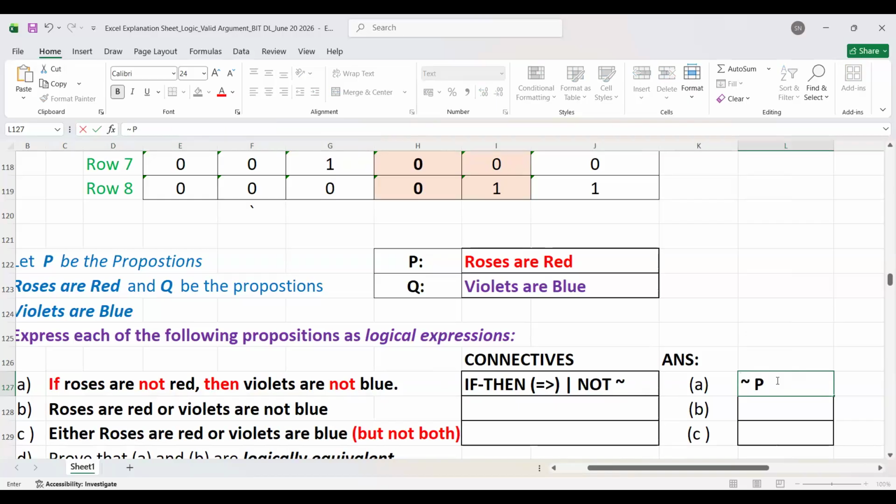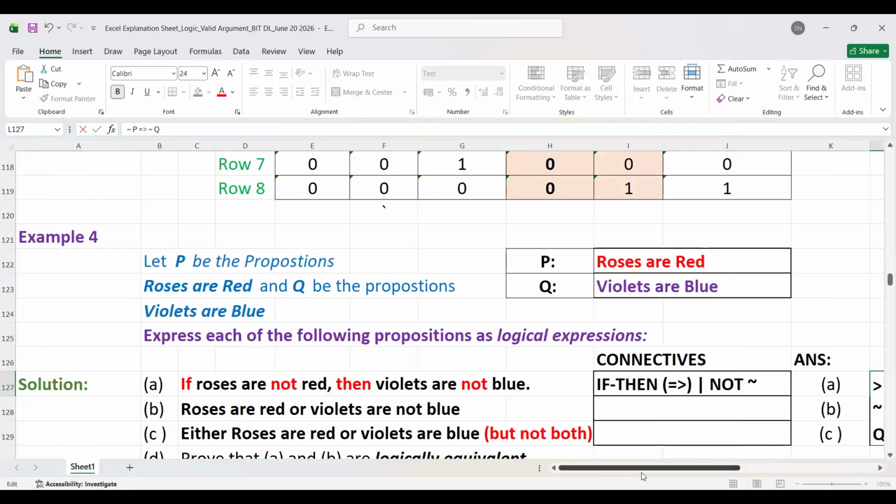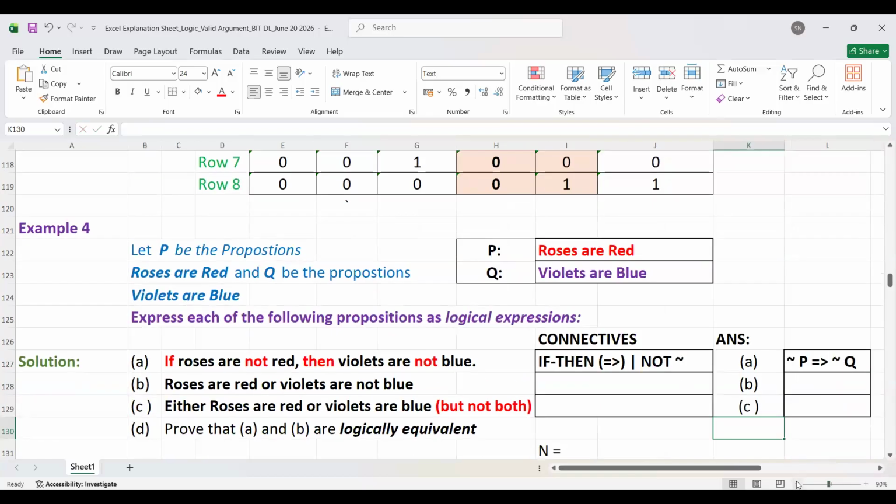Then the word then means that we are using the implication sign. And we have violets are not blue. So what would that be? The twiddle Q. So this becomes negation of P implying negation of Q. Should I go over? If roses are not red, then violets are not blue.